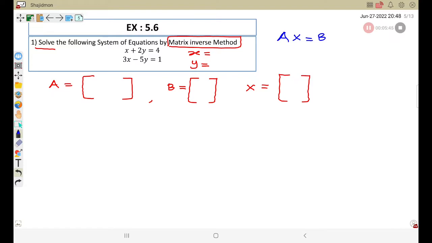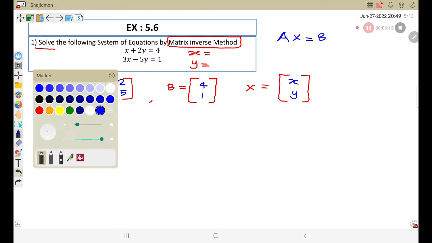First we write the A matrix. What is the A matrix? First equation: x has number 1, y has number 2. Second equation: x has number 3, y has number -5. That is the coefficient matrix. Now B means the right side numbers, 4 and 1. X means the unknown matrix, x and y. These are the values we need to calculate.